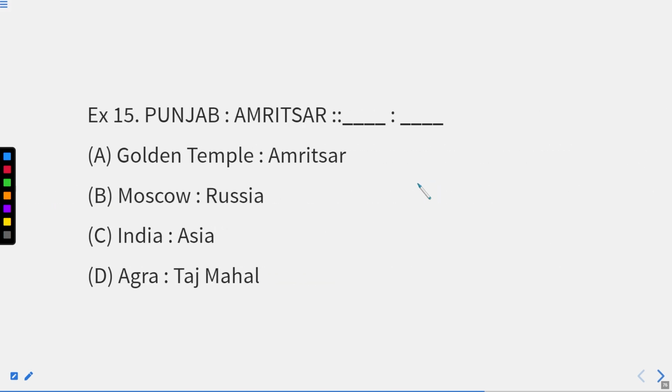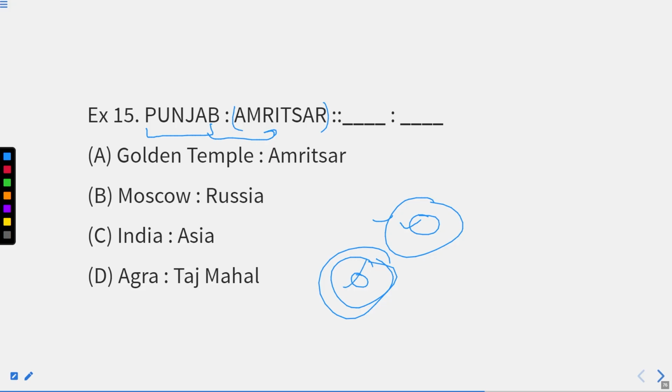Now, question number 15. In this question, you know Punjab is a state and Amritsar is a district. If you remember the Venn diagram, Amritsar is inside Punjab. I hope this part is clear. So the first term will be bigger. The second term must completely lie in that. So Golden Temple: is Amritsar inside or outside? Definitely outside. This will not be your answer.